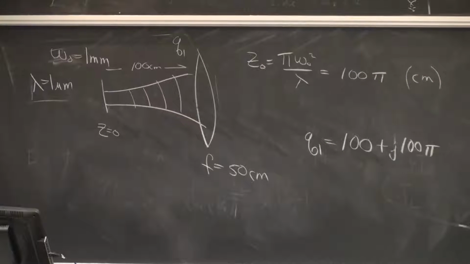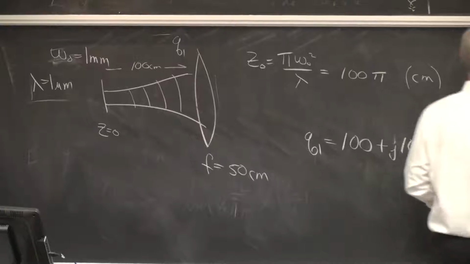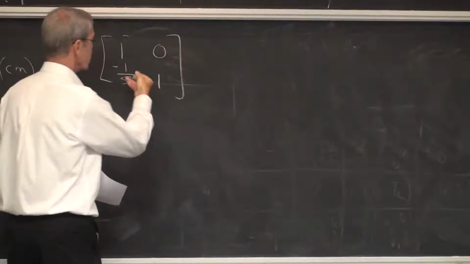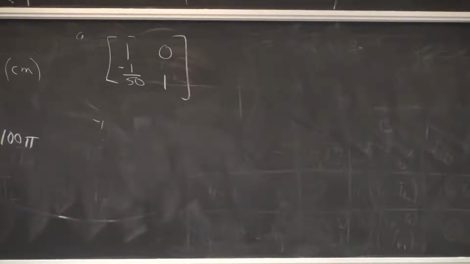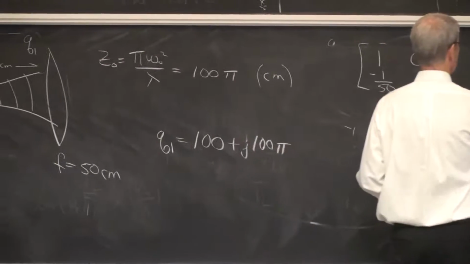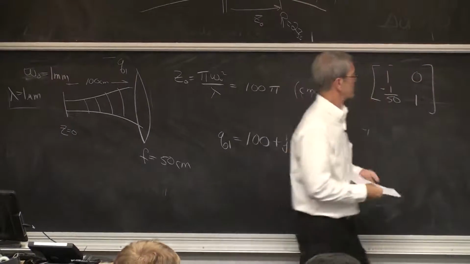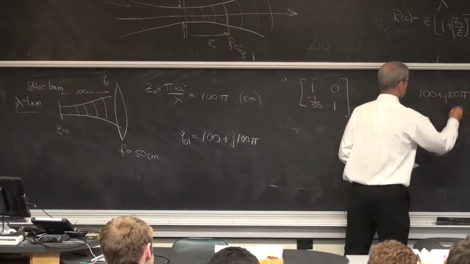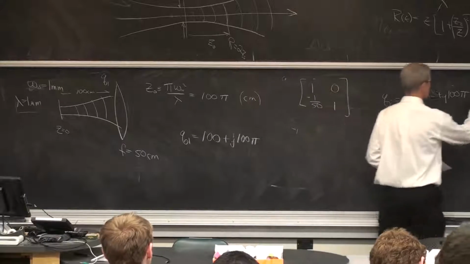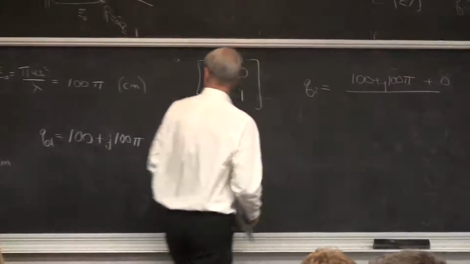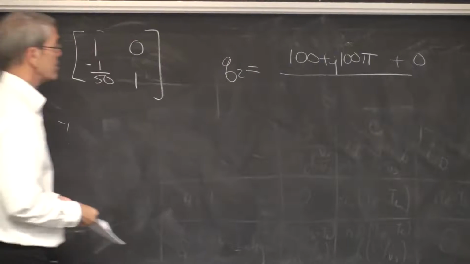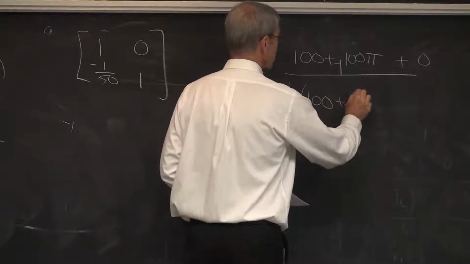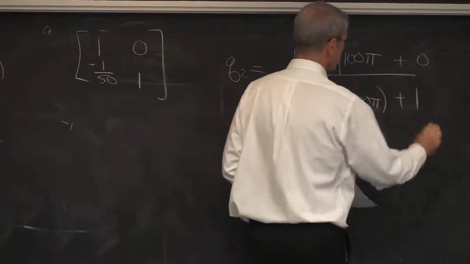ABCD for a lens, we all know and love: 1, 0, minus 1 over F, 1. So again, I'm in units of 50. So what's Q2? Q2 equals A Q1 plus B, divided by C Q1 plus D. So it's going to equal 100 plus J 100 pi plus B, divided by C times Q1. So it's going to be minus 1 over 50 times 100 plus J 100 pi, plus 1.